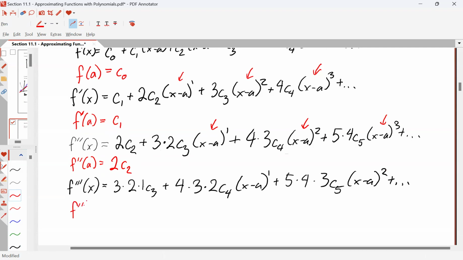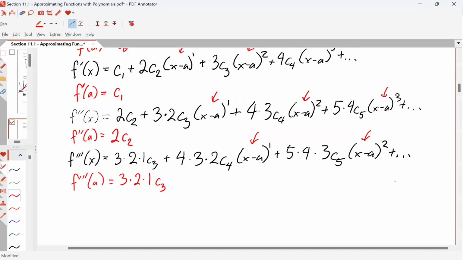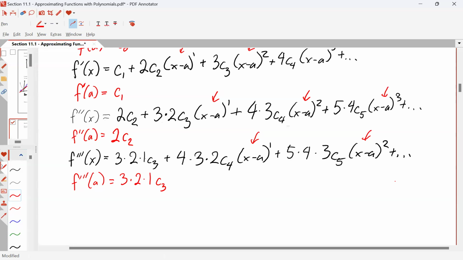Plugging in a, that's 0, and that is 0, and everything else is 0, making the third derivative at a 3 times 2 times 1 c3. I'm going to see one more to see if there's a really nice way to write this.